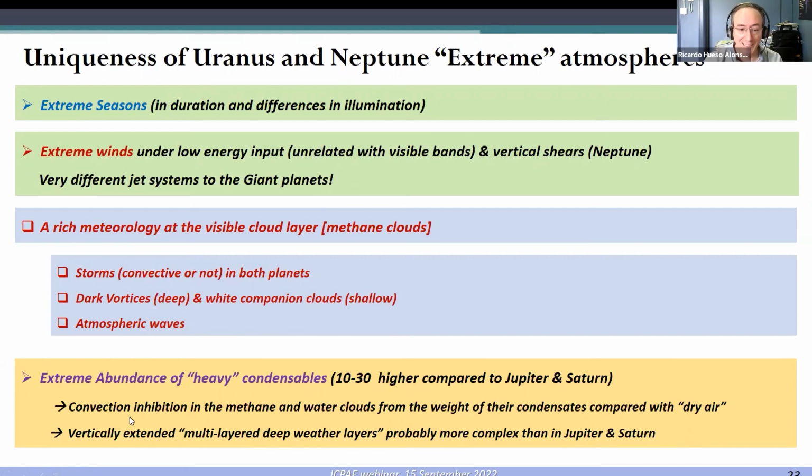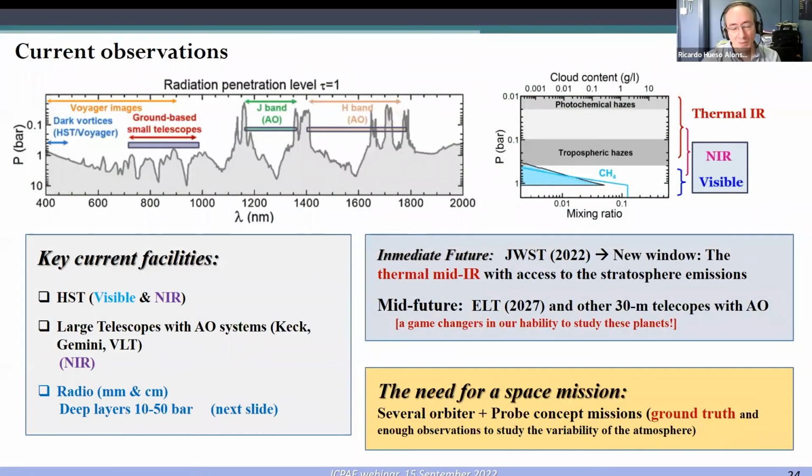And in both planets, we have an extreme abundance of heavy condensables that we are not able to really constrain. They could be 10 or 30 times higher when compared to Jupiter and Saturn, 20 to 80 times higher when compared to the solar abundance of heavy elements. And this means that these atmospheres are in this particular regime in which convection can be inhibited at different depths, and this is going to change how the atmosphere is behaving on a larger scale. And we have these vertically extended multi-layer deep weather layers that are going to be much more complex than in Jupiter and Saturn. With the current observations that we have, we can study the planet at different altitudes.